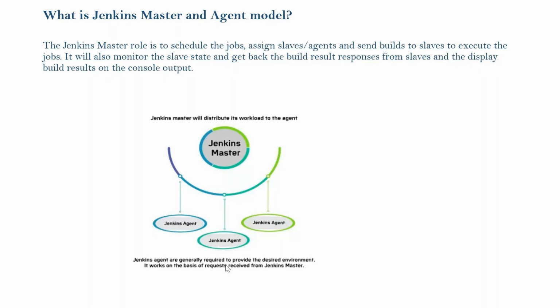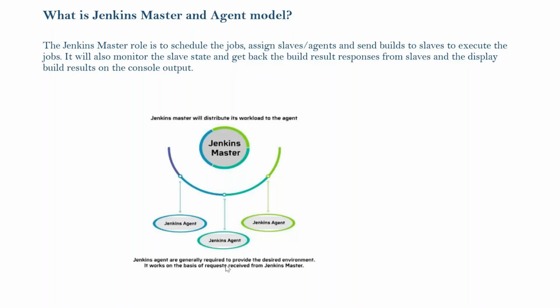So slave nodes are what we normally use in real time. We will not use the master. If you use only the master, the performance of the master node will be degraded if it is doing all the builds itself. That is the reason Jenkins delegates the building process to other nodes, other servers. Those servers we call agents or slaves.